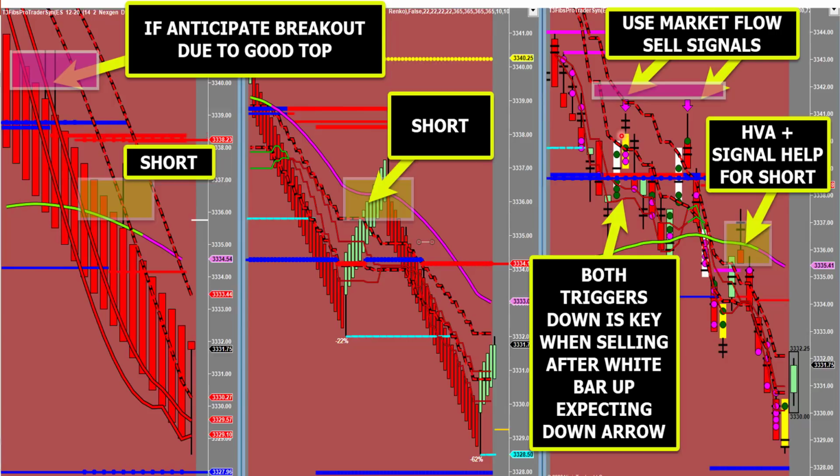So when you have a white paint bar up, we're usually selling when both triggers are down, anticipating this reversal to the downside. And again, you see short, and as the market trends down, there's basically two shorts, one up here in the magenta area that had two market flow sell signals. And then the second short in the yellow areas is a pretty easy look. I think everybody would be getting short on the way up, and then after you see an antenna bar down, it just confirms what you're already doing.